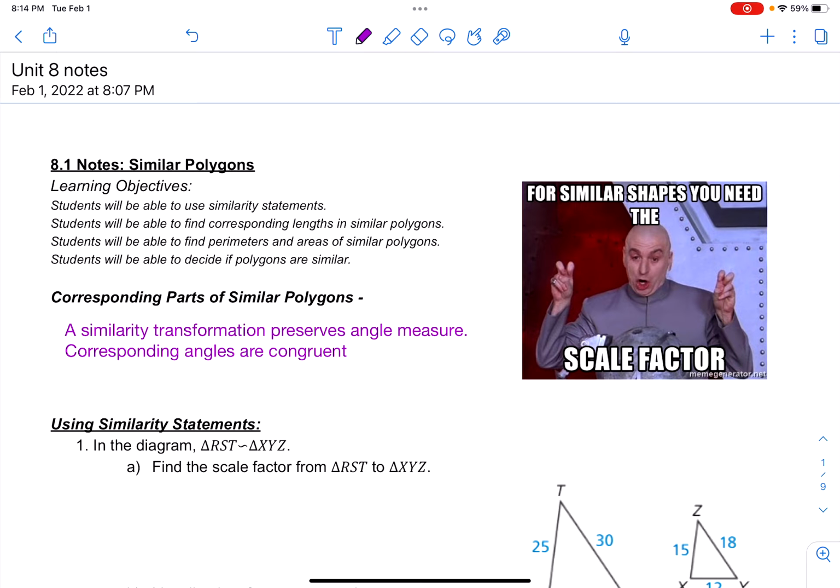So, a similarity transformation preserves angle measure. When we are looking at similar triangles, the side lengths may be different, but the angle measures are still congruent. We went over this in a previous chapter with congruency statements, the same concept as far as angles go, but the side lengths are just similar. So, they have a similar ratio.